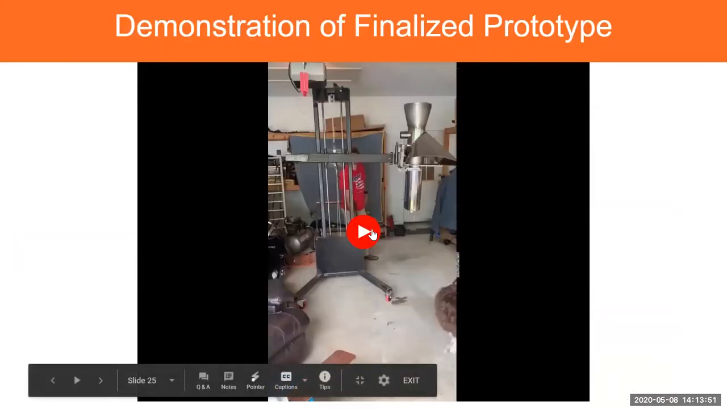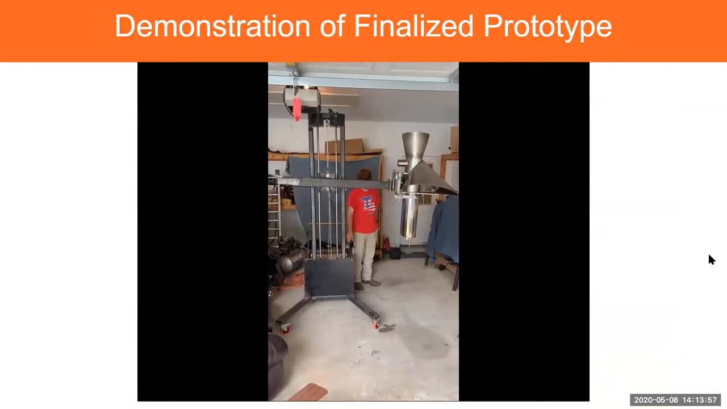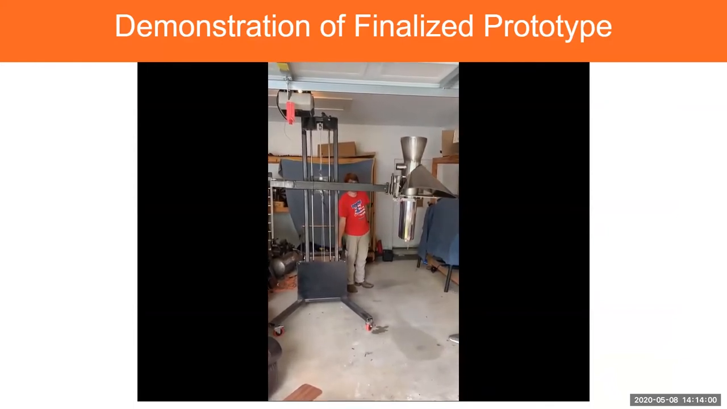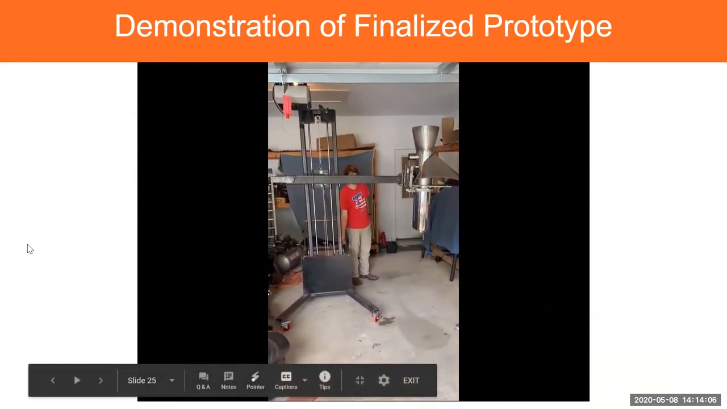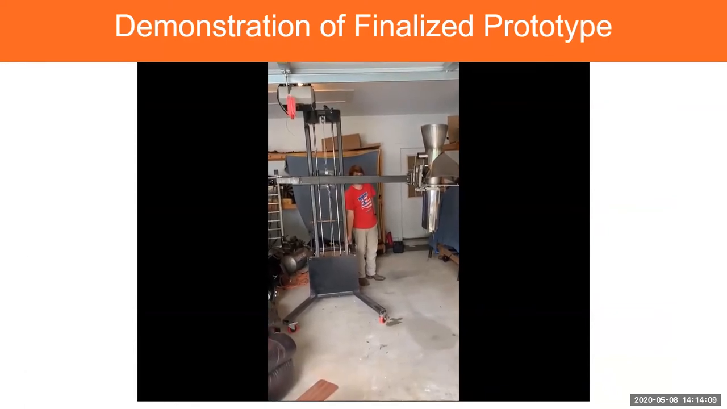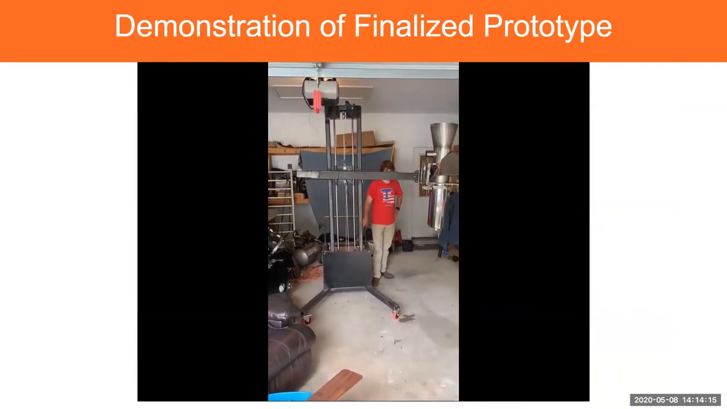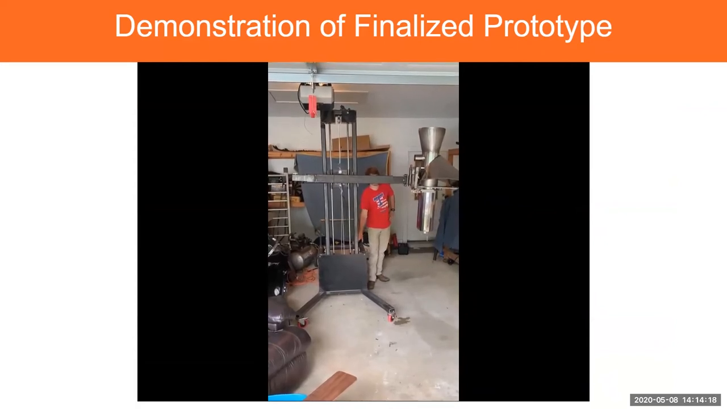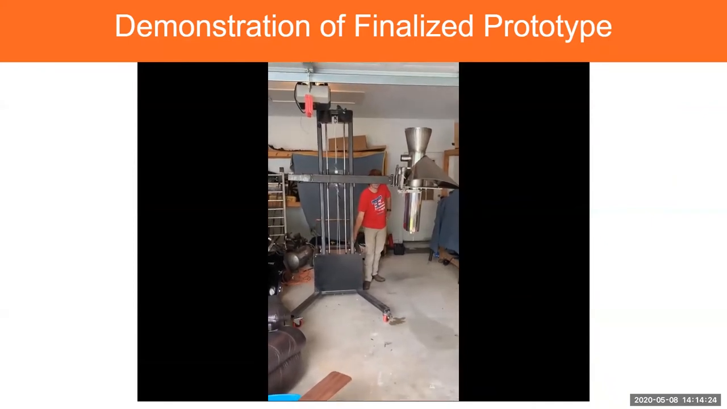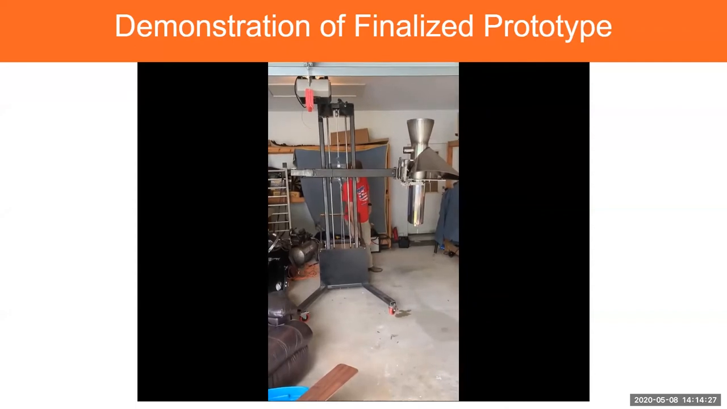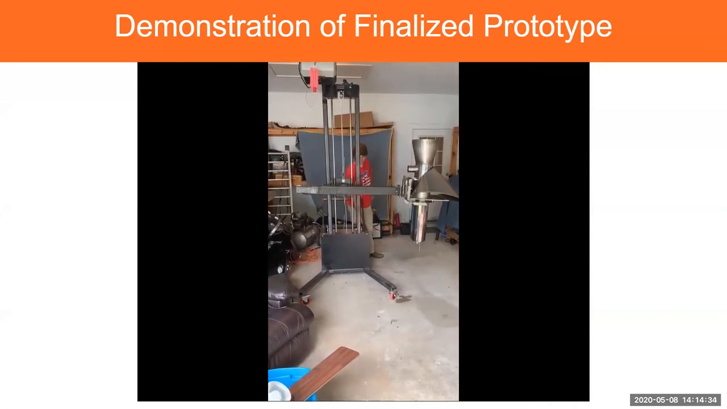Here's a demonstration of our final prototype. We can see that the linear actuator smoothly carries out the horizontal motion, for a total of 21 inches out and back in. And this is about the motion we expected to run inside the plant. Now we can see the lift's utilization of the dual cable system to lower and then raise the tube to the proper heights.